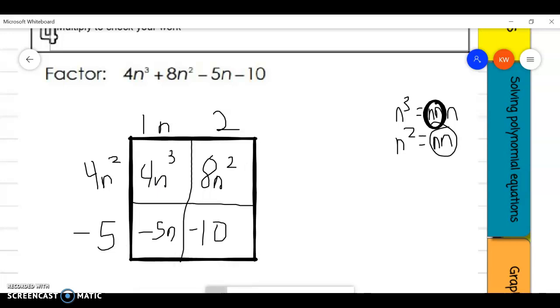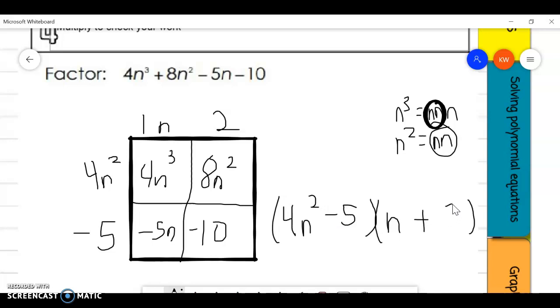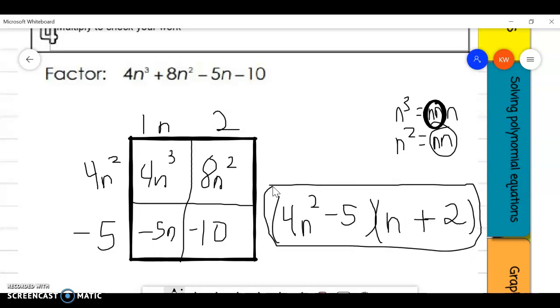Now, when we're writing up our work, we got to put them both into parentheses. For this, I've told you before, when you write out your parentheses, whatever's on one side stays together, whatever's on the other stays together. Do not get in the habit of switching around the order of these things. So, in one parenthesis, you should have 4n squared minus 5. In your other parenthesis, you have your 1n plus 2. And this right here, this is my final answer. And there we go.